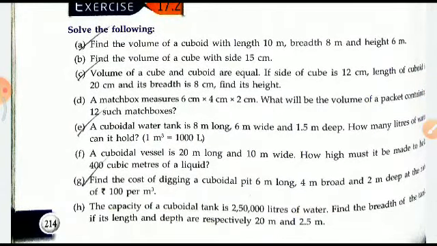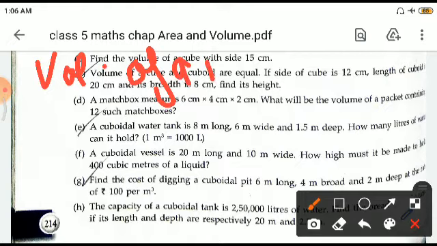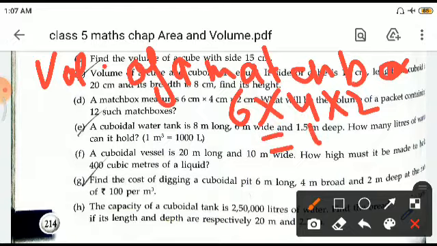See, let us take one or two questions here. Let me take the D1. A matchbox measures 6 centimeter, 4 and 2 centimeter. What will be the volume of a packet containing 12 such matchboxes? So first we will find the volume. Right, firstly we will be calculating the volume of a matchbox, and this will be how much? 6 into 4 into 2 is equal to 48 centimeter cube.